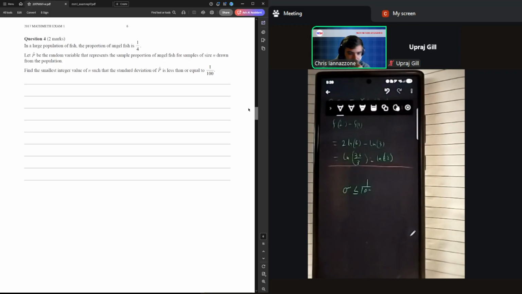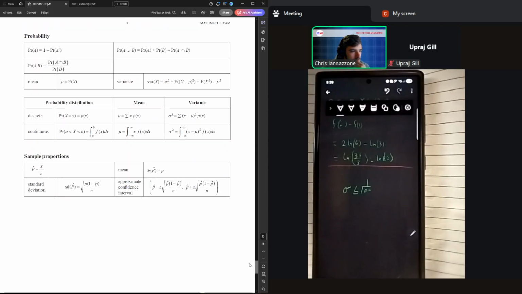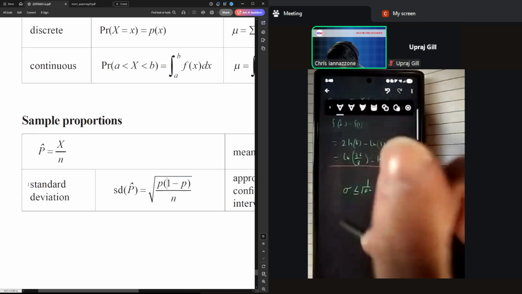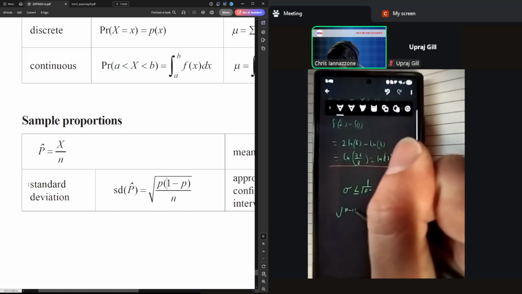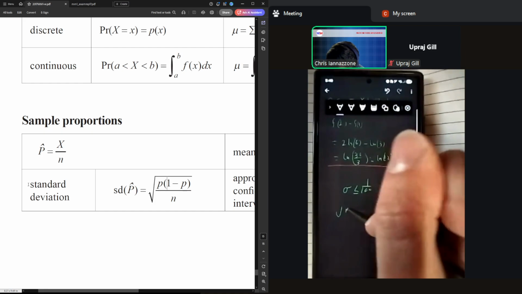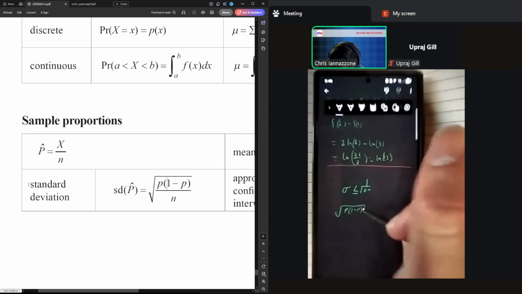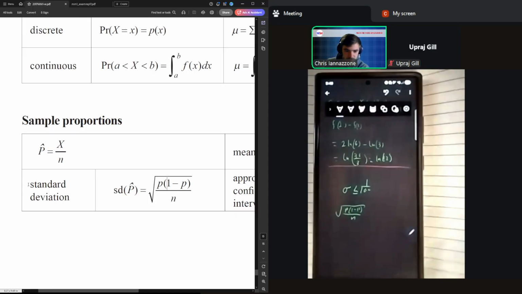The next thing is to say, okay, how do we find standard deviation, specifically for sampling and estimation? So we pull up our formula sheet, and it's right there for us. It's going to be the square root of p bracket 1 minus p, all on n. That is the standard deviation term.